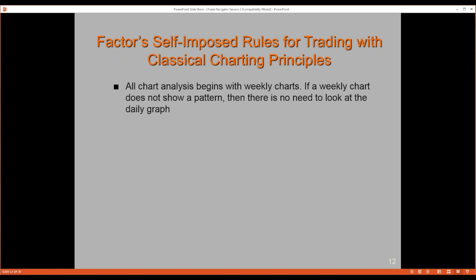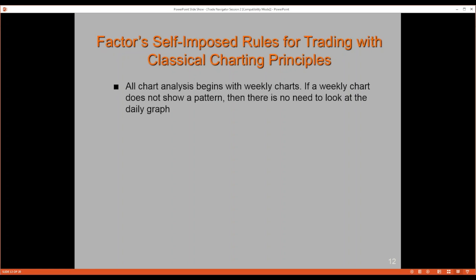All chart analysis begins with weekly charts. This is our rule. It doesn't have to be yours, but it's my rule. If a weekly chart does not show a pattern, there's no sense in looking at a daily graph, or certainly at any intraday graph. I start with weekly charts, and I'll touch on how we do that toward the end of this presentation. But weekly charts are our starting point. I want to be able to see a chart pattern in a weekly chart.